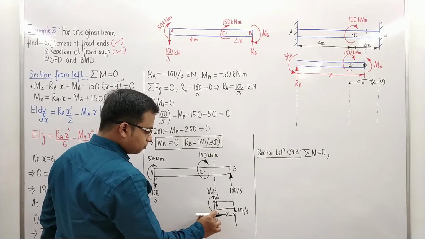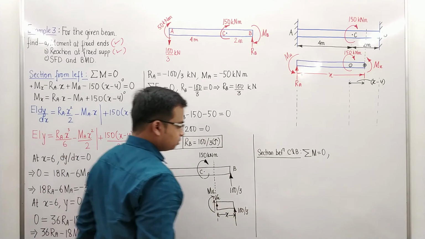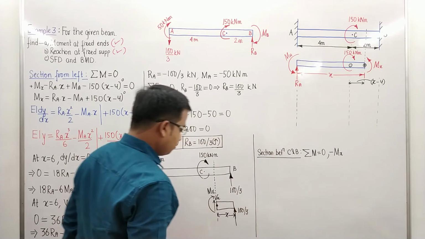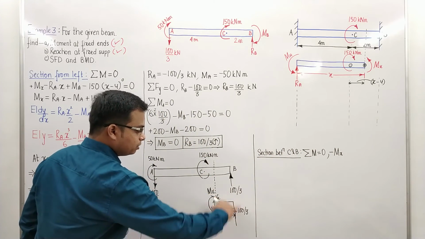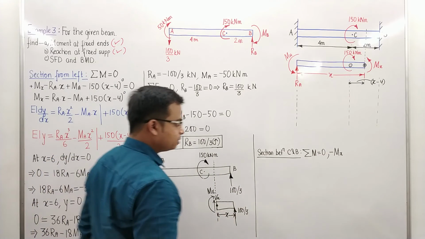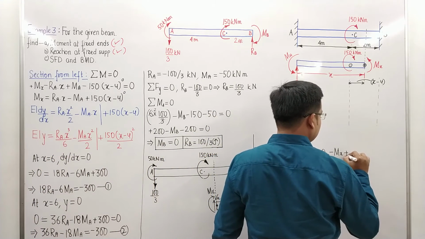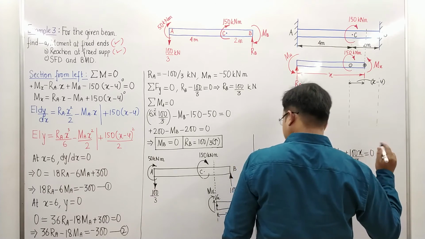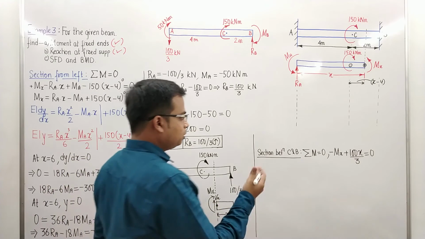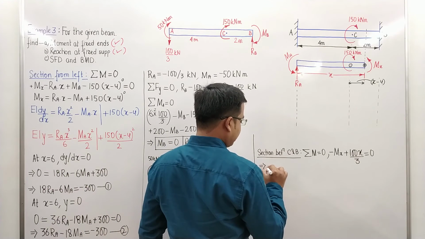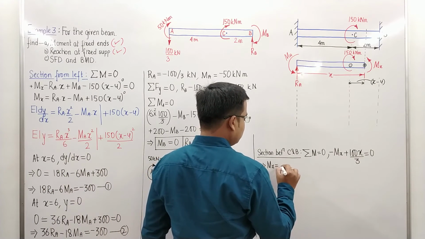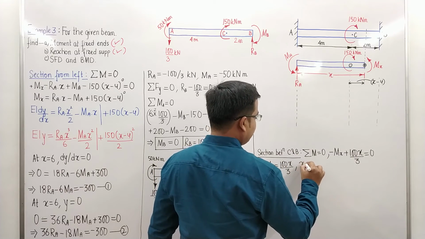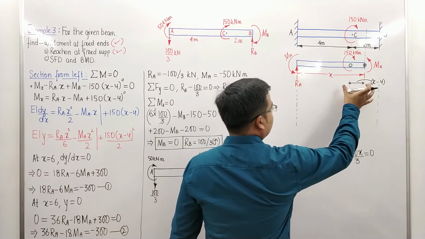If you watch, automatically this is acting Mx clockwise, minus Mx. Then we've got this 100 by 3 anti-clockwise. 100 by 3 multiplied by x. So this is going to be plus 100x over 3 equals to 0. That's it. So you've got the moment equation, and what you can do is write this again as Mx is equal to 100x over 3.